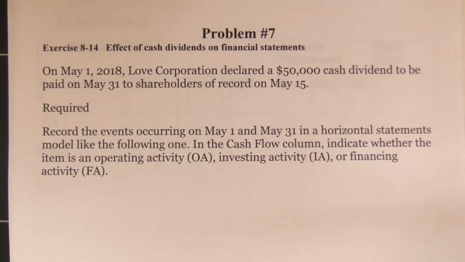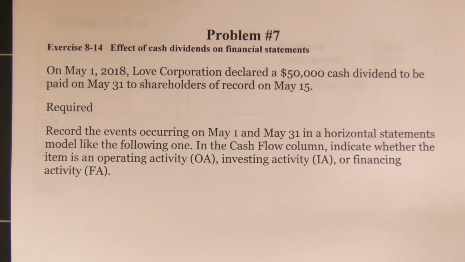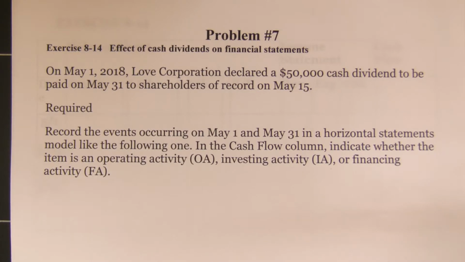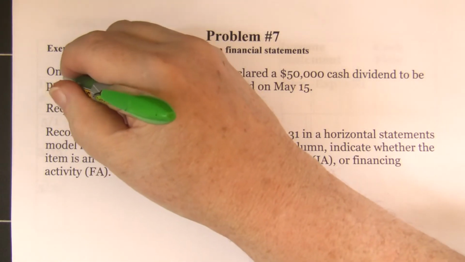Okay, problem 7 in Connect. This is labeled exercise 814 in your text. It talks about cash dividends and financial statements. And they tell us that on May 1st, this company declared a $50,000 cash dividend.